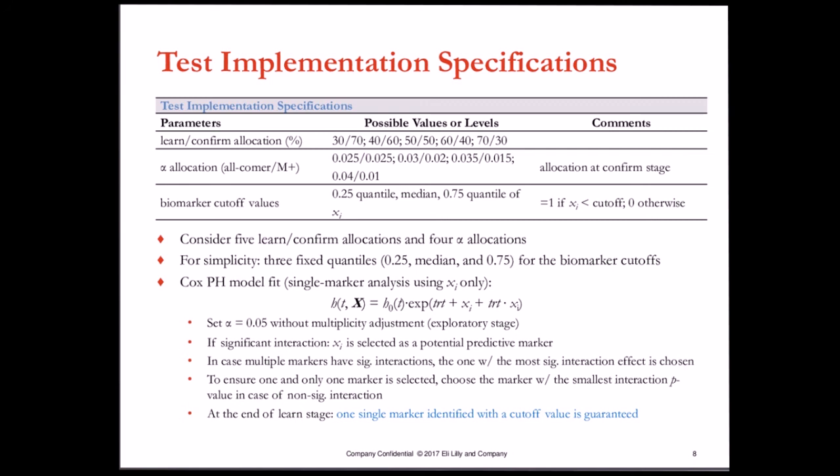At the learn stage, a Cox proportional hazards model is fitted using a single marker only, with both the main effects and treatment by marker interaction in the equation. The marker with a significant interaction, or the most significant marker in case of multiple significant markers, will be selected. In this way, it is guaranteed that at the end of the learn stage, only 1 marker will be identified with a cutoff value.